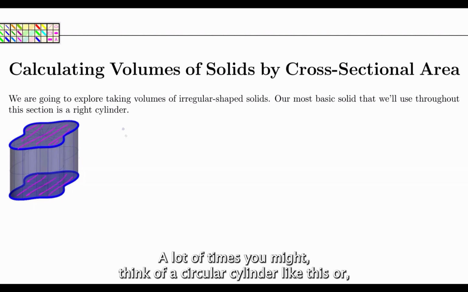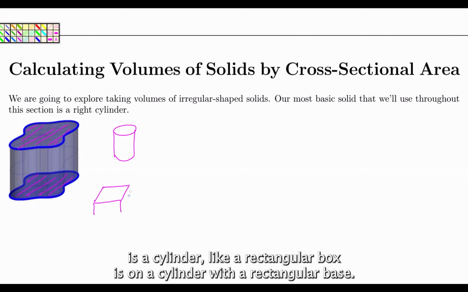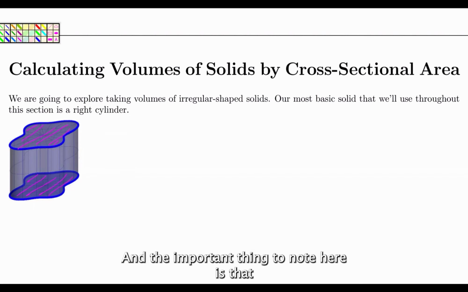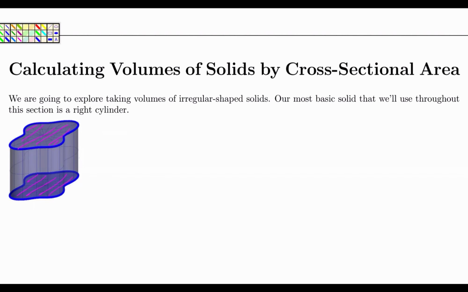A lot of times you might think of a circular cylinder like this, but a lot of people don't think of this as a cylinder, but technically a box is a cylinder, like a rectangular box is a cylinder with a rectangular base. So those are all types of cylinders. And the important thing to note here is that if you have a base area, you can call it the base area A.